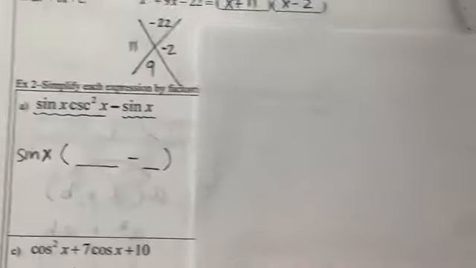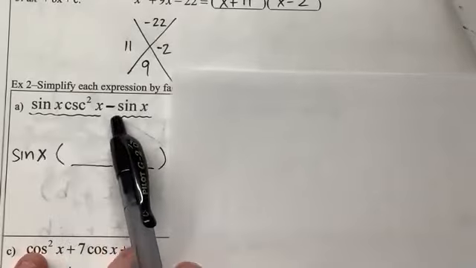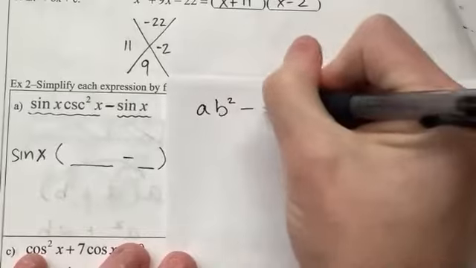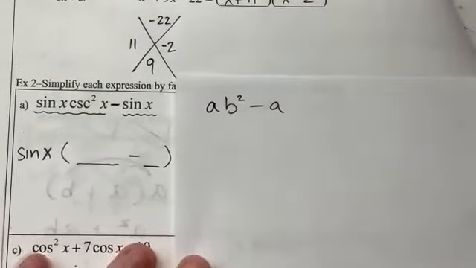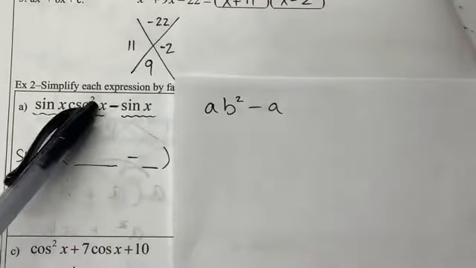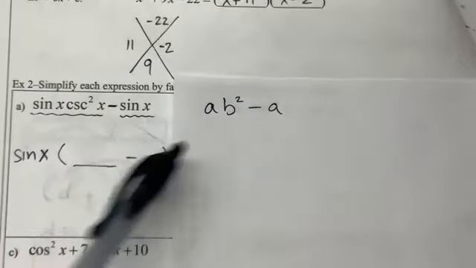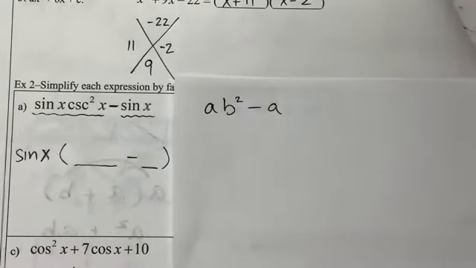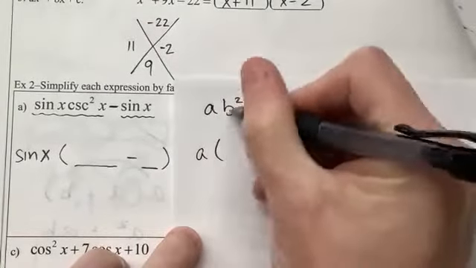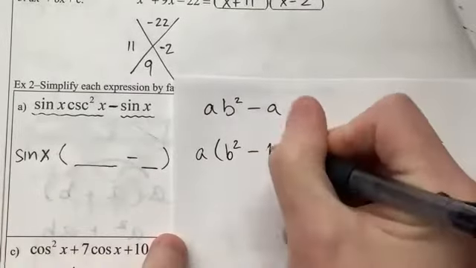So when I think of these, I try to think of this in terms of simpler expressions. So when I see this, I see myself like a times b squared minus a. The sine is kind of like one variable, the cosecant is squared, so that's like some other variable squared, and then it's minus the sine again. So if I had this expression, I could factor out the a pretty easily. Then if I took out an a from this, it'd still have b squared. And then a times something needs to be a, so that would just be a 1.